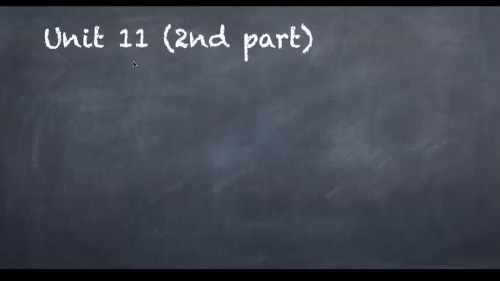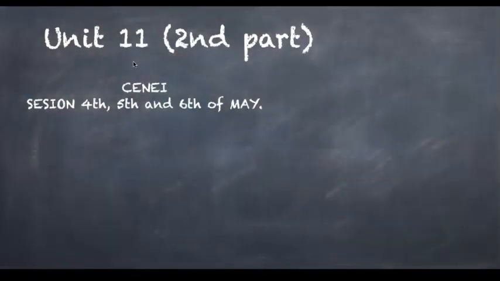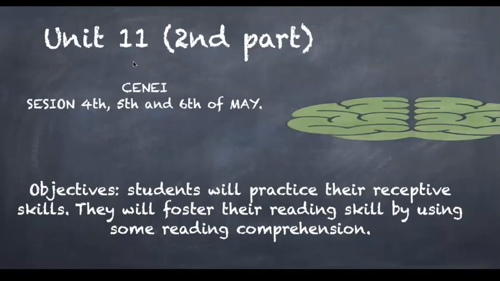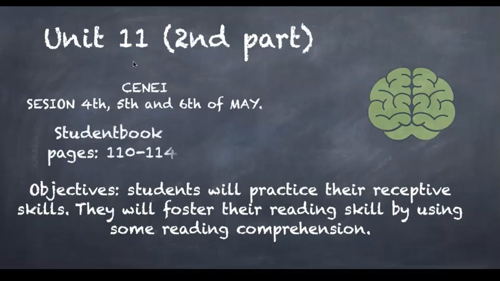Okay, let's start our session today. That is really easy. We are going to continue within Unit 11, but this time we are going to focus on the second part. This session is for the 4th, 5th and 6th of May. The objective of this session is that students will practice their receptive skills. They will foster their reading skill by using some reading comprehension. So today we are going to practice listening and reading, okay? Don't worry, the class will be easier than the other sessions, but you need to check and continue practicing at home, okay? And very important, guys, we are going to work with your student book pages 110 to 114.